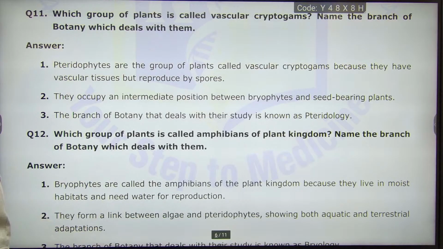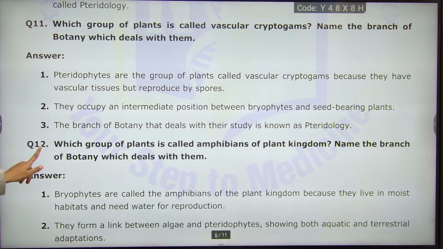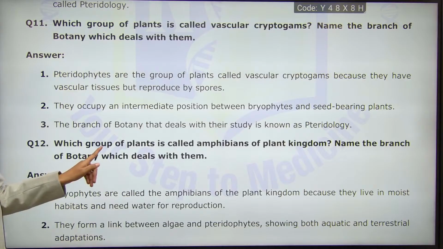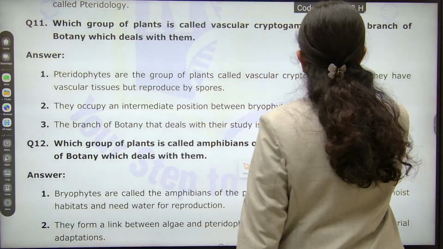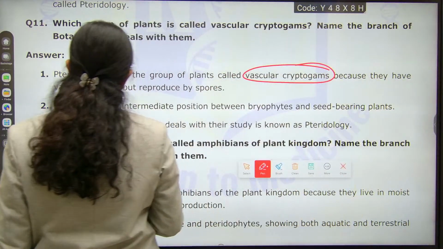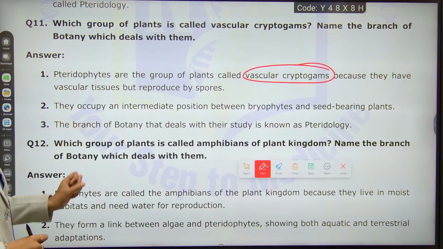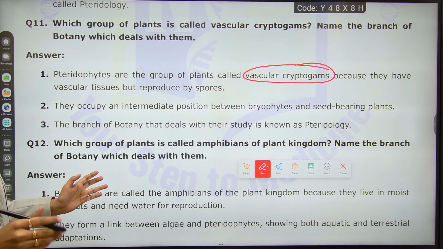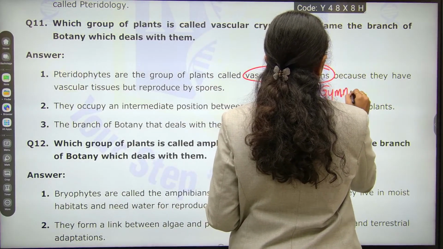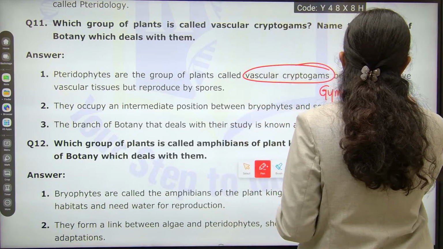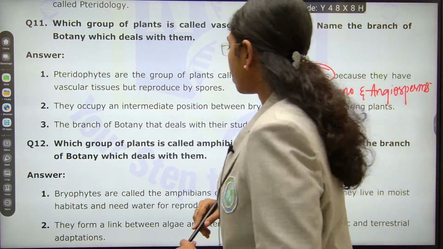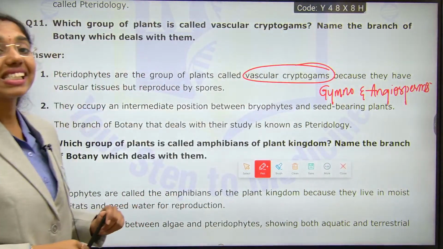Which group of plants is called vascular cryptogams? Pteridophytes. They are known as vascular cryptogams because they have vascular tissues but reproduce by spores. They occupy an intermediate position between bryophytes and seed bearing plants, those are gymnosperms and angiosperms. The branch of botany that deals with their study is known as pteridology.